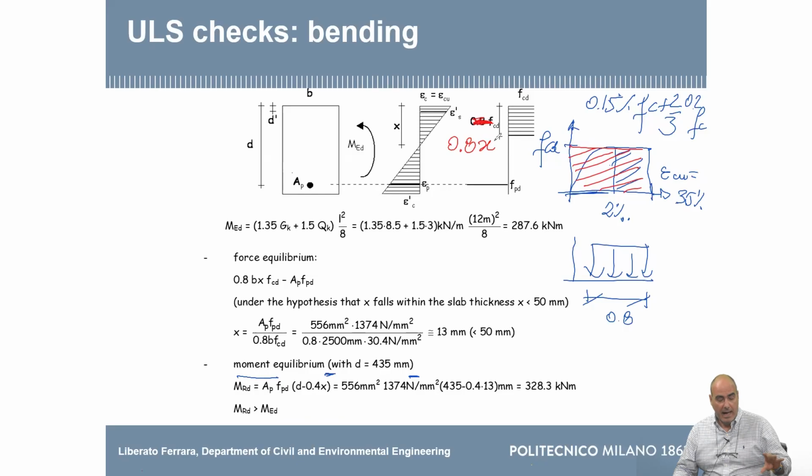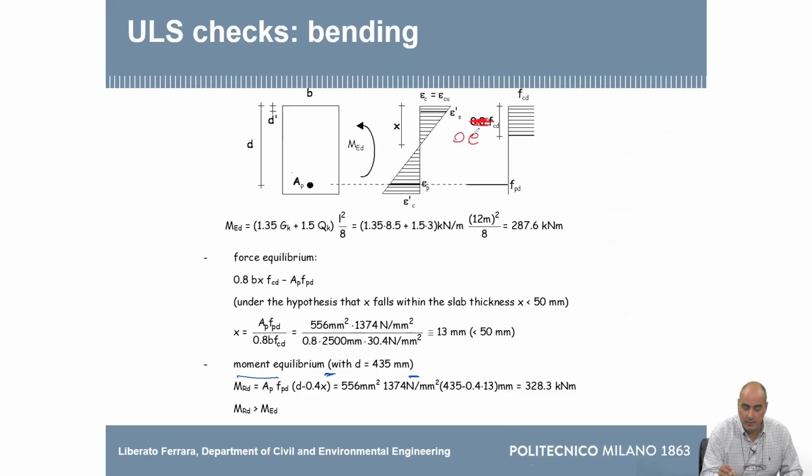Now, how do we calculate? Let's skip the first line for a while and calculate the 0.8x. So how do we calculate the maximum bending moment? Well, we write two equations. No need to remember complicated formulas. Just remember that you have to write equilibrium equations, equilibrium of forces. First of all, write the force equilibrium.